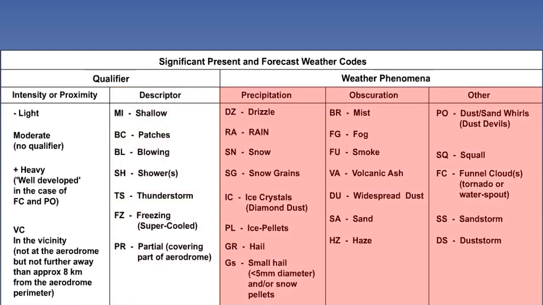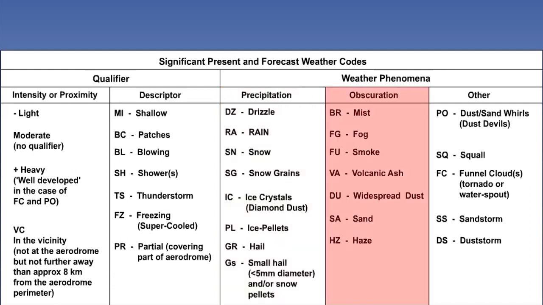The last three columns represent weather phenomena. We shall now look at each of these columns in turn and explain their usage. The first of these columns considers precipitation. This group is fairly self-explanatory. It contains all the precipitation weather such as drizzle, rain, snow, hail, etc.